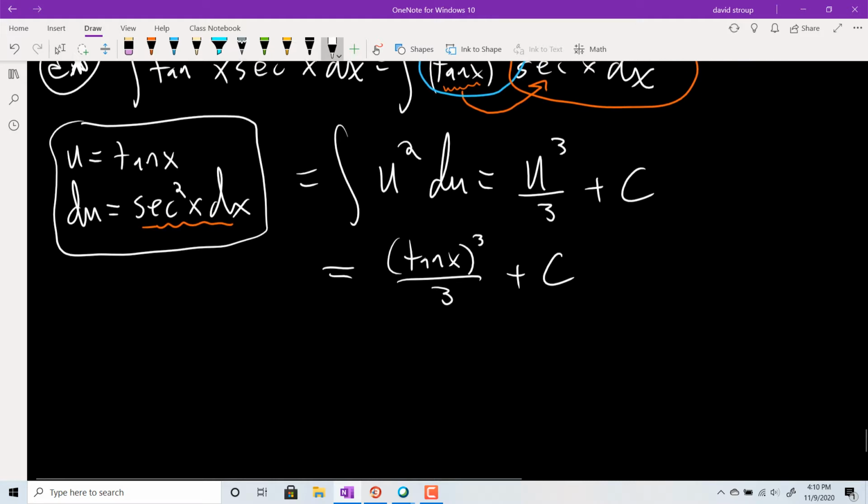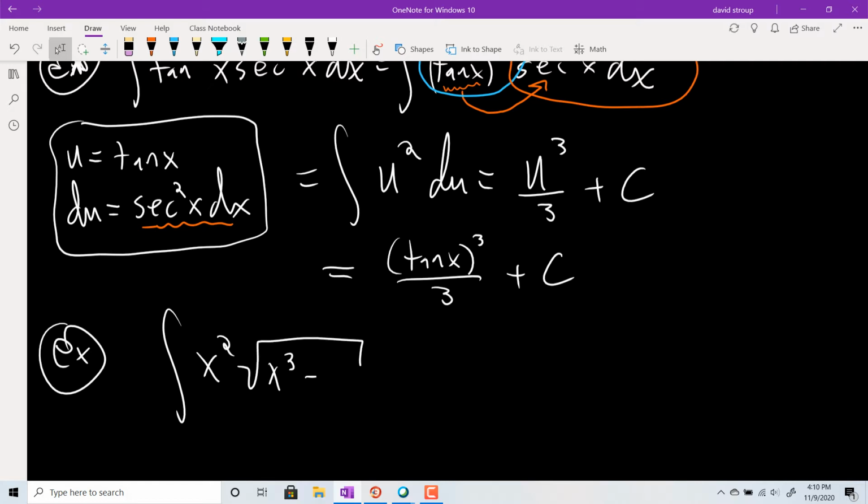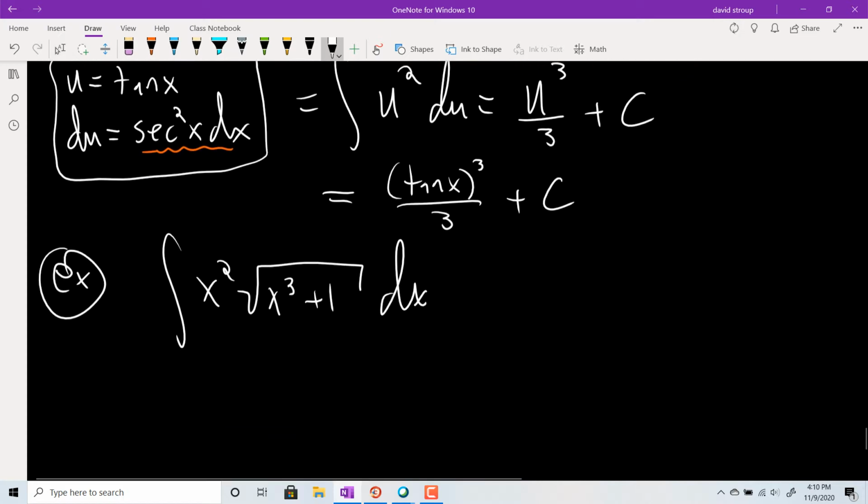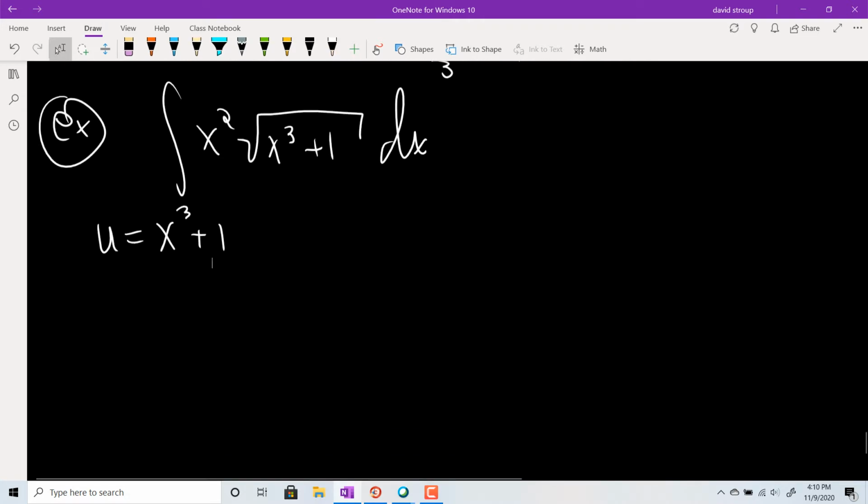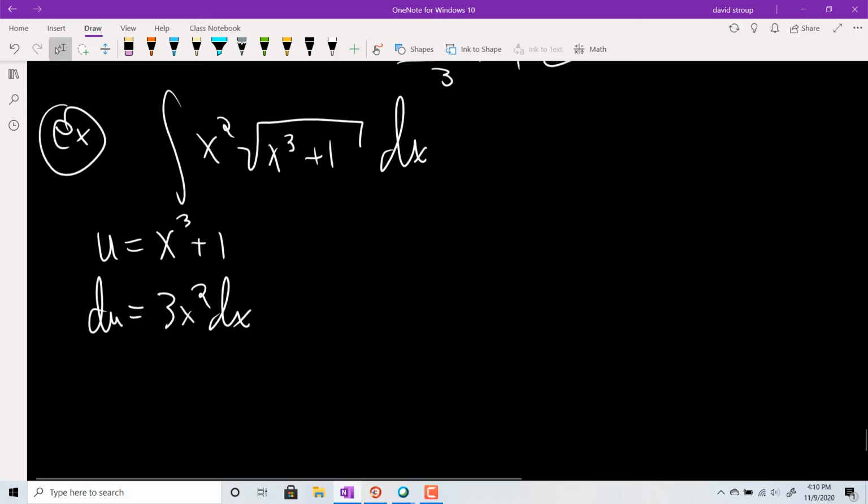Let's get another one. The integral of x squared times the square root of x cubed plus 1 dx. I can see the derivative of x cubed plus 1 is sitting in front. So I'm going to let u be x cubed plus 1. And then I can get the derivative of u in differential form. Du is 3x squared dx. And then what I do is solve for dx.